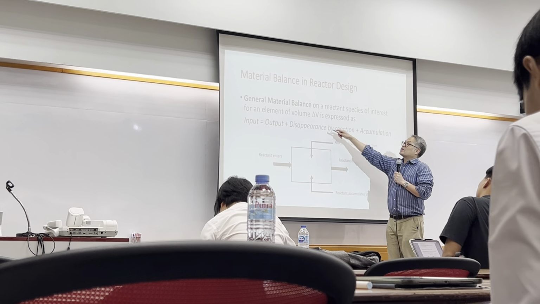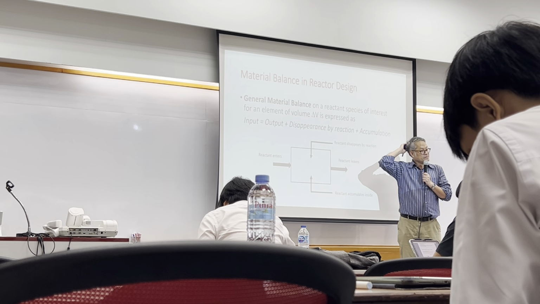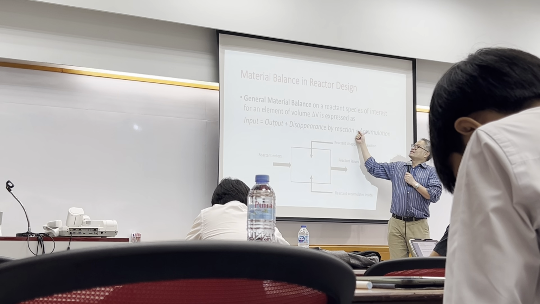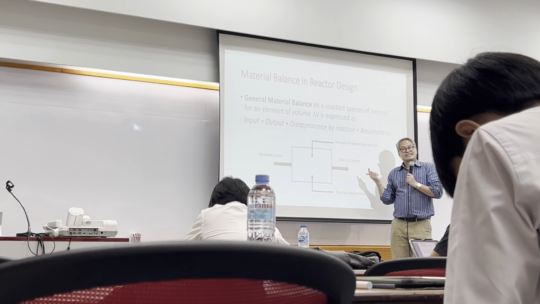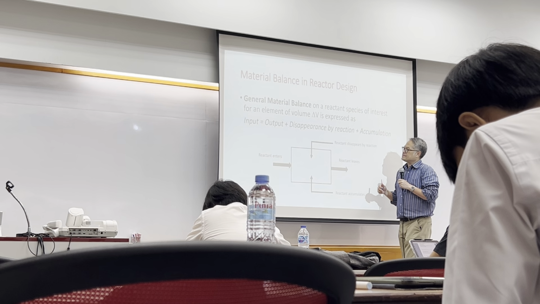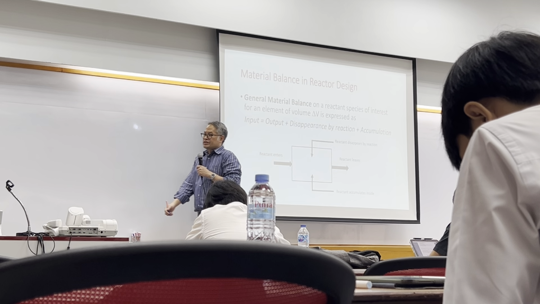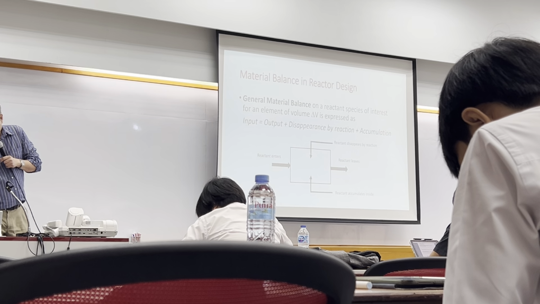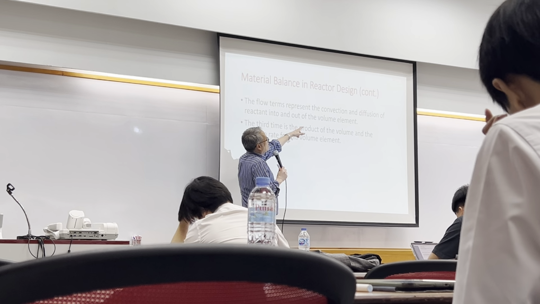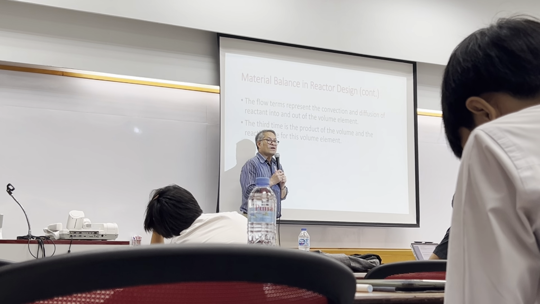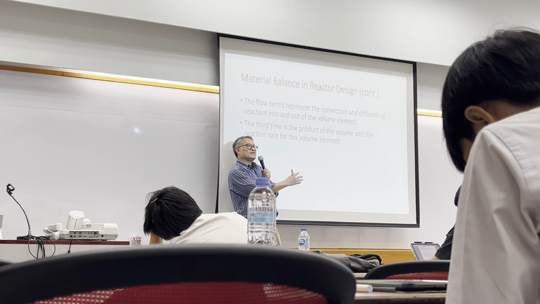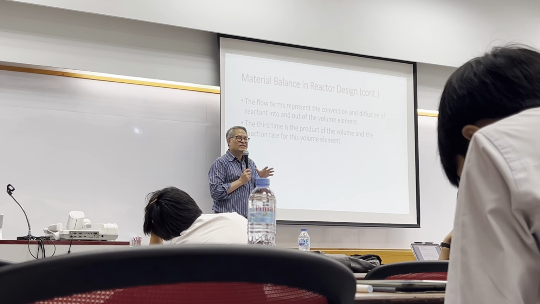Then we will look at each type of the reactor, and then we will start from here and we will go somewhere. It will give you what we call a design equation for different reactors. Okay. So the flow in and flow out. We represent both the convection and diffusion of reactant into and out of the volume element. Okay. But mostly it's convection, so it goes with the feed flow, right? Diffusion will be too small.